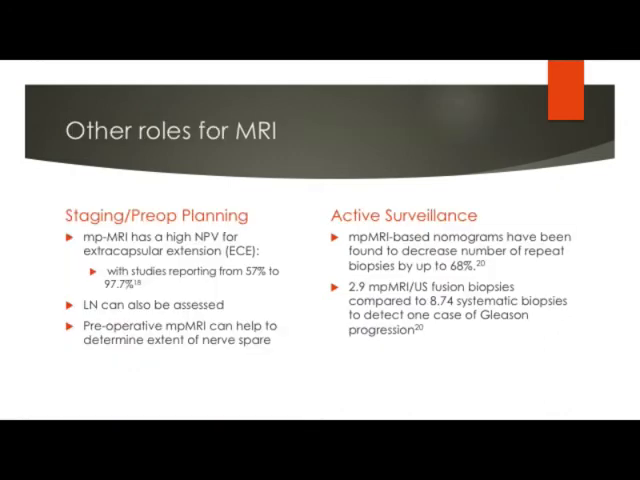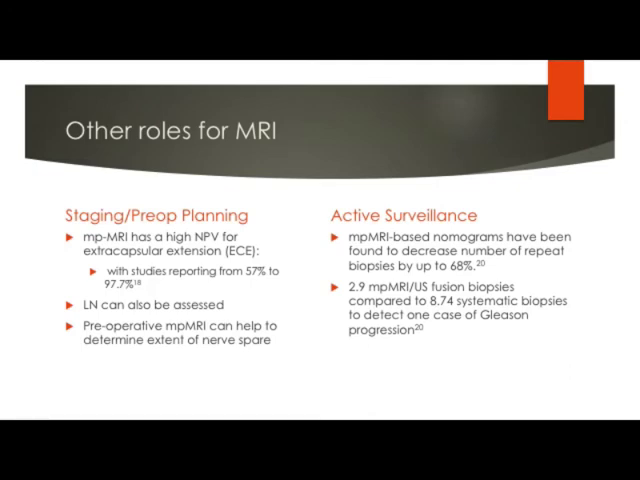So again, I can't talk about all the roles for MRI, but I briefly talked that it can be useful for staging and pre-op planning. It has a high negative predictive value for extracapsular extension, from anywhere between 57 and 97%, so it can help stage your patients more accurately, and you can therefore offer them the best treatment. You can also assess the lymph nodes, and I think MRI is certainly better than CT scans, so again pushing the MRI boat a bit further.